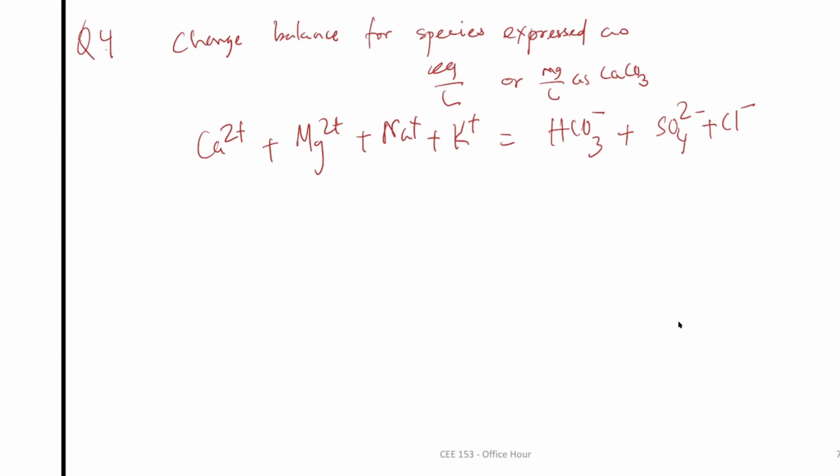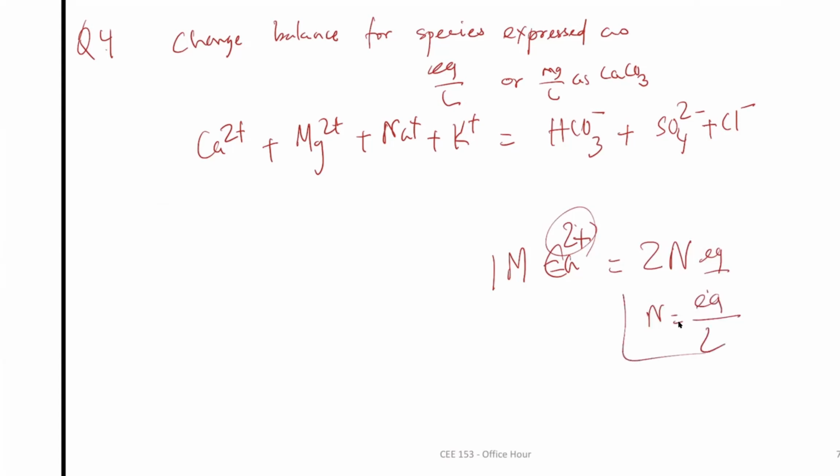If you think of the very first quiz, 1 mole of calcium is equal to 2 normal calcium, right? Because of the twice the charge. So this 2 normal is equivalent. Normality is equal to equivalents per liter. But what if we use milligrams per liter? You can't simply add milligrams, because 1 milligram of positive charge doesn't mean anything, because charge is associated with one molecule or one atom.